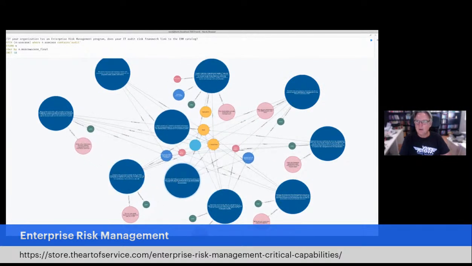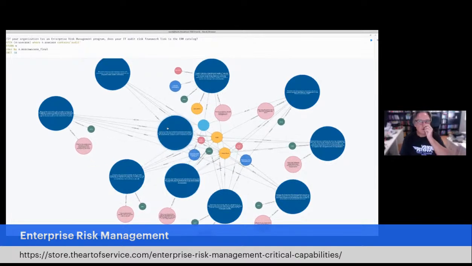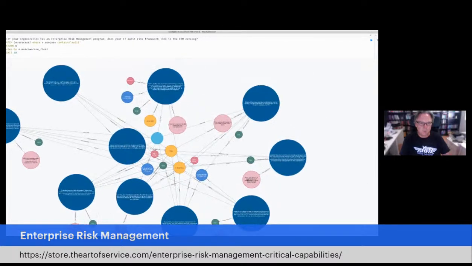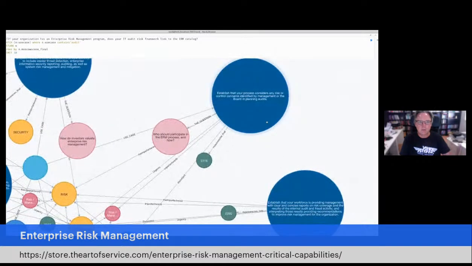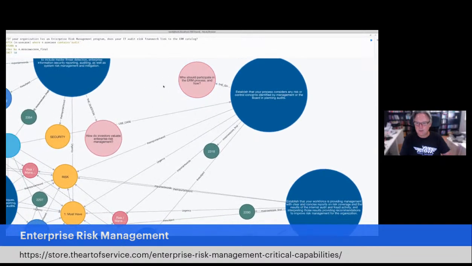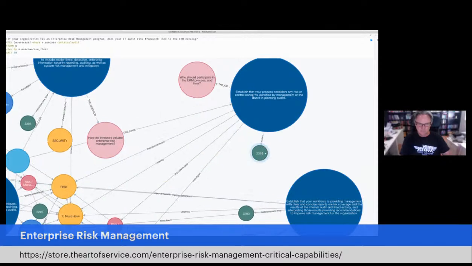And there. All right. If your organization has an enterprise risk management program, does your IT audit risk framework link to the ERM catalog? Let's have a look at some of these critical capabilities. Establish that your process... I'm going to zoom in so you can read it as well. There you go. Establish that your process considers any risk or control concerns identified by management or the board in planning audits. Who should participate in the ERM process and how? There we go. And it is related to security risk, not related to risk here. And 2318.